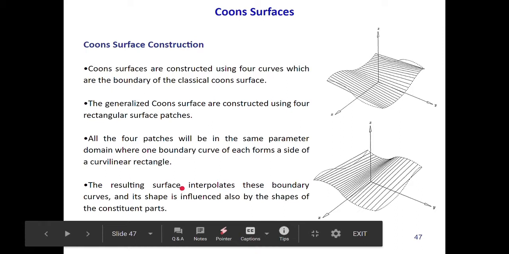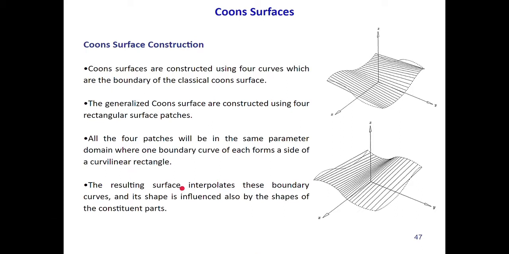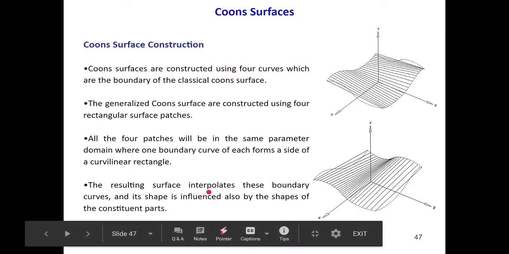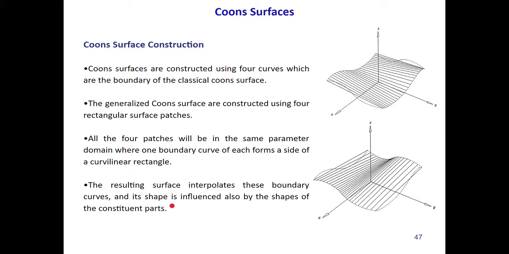It means that the resulting Coons surface, which we are going to get by interpolating these boundary curves, can have its shape changed if we change the shape of the constituent parts.